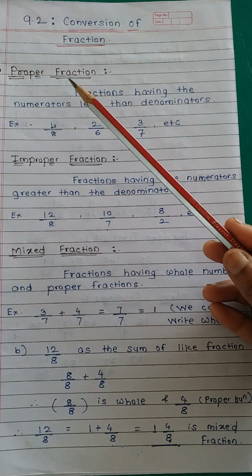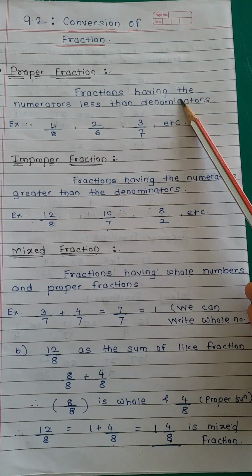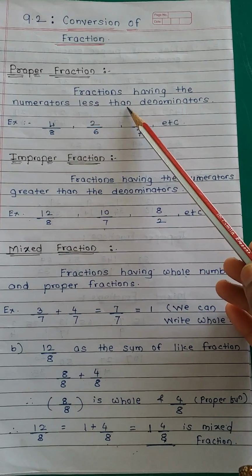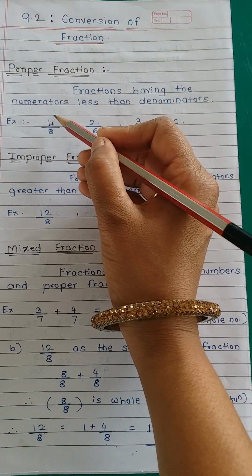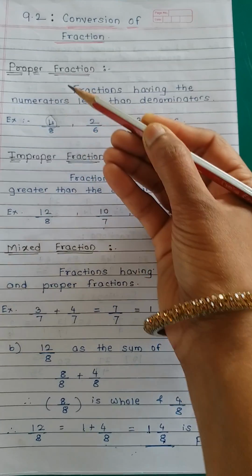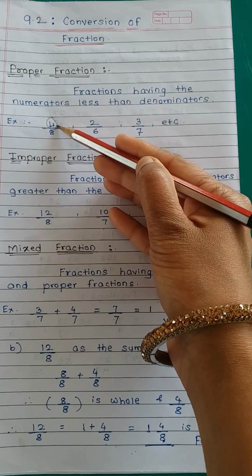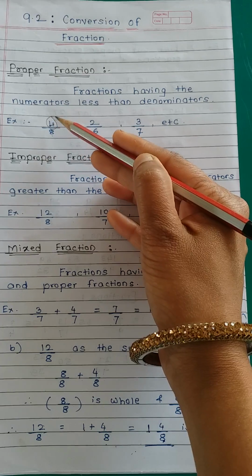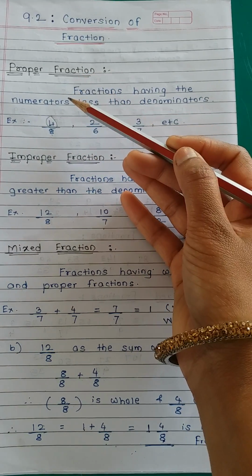What have we learned about the proper fraction? The fraction having the numerator less than denominator. Where is the numerator? Numerator is this term, okay? So the fraction whose numerator is less than denominator is called a proper fraction, right?